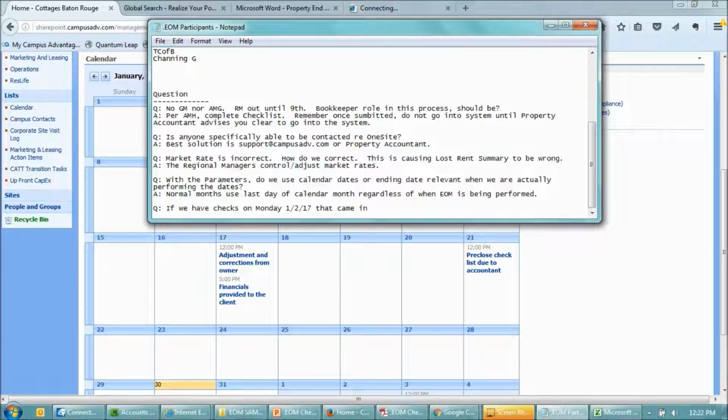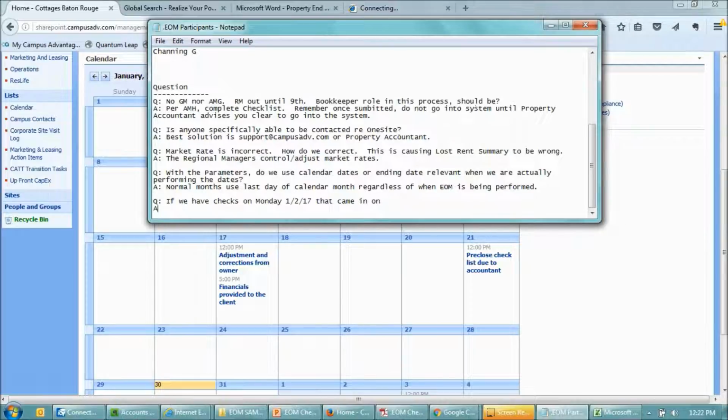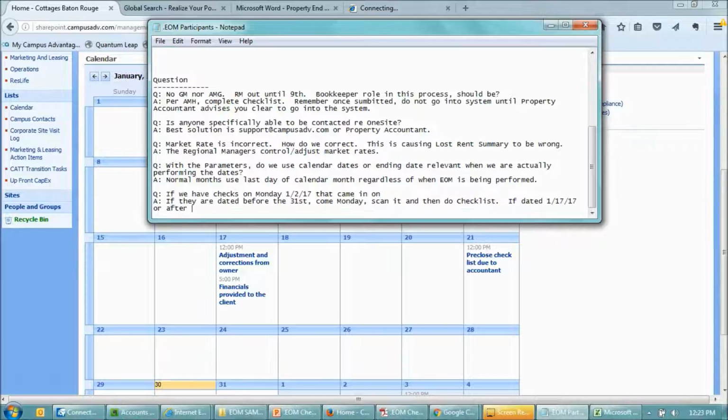Yeah. If they're dated before the 31st, for example, if you get a check over the weekend that's dated the 31st, come Monday, come in, scan it, get it in the system, and then do your checklist. Okay. And then if it's dated in the January period, just wait until you actually close the period and then scan it after your accountant lets you know that you can put it back in.